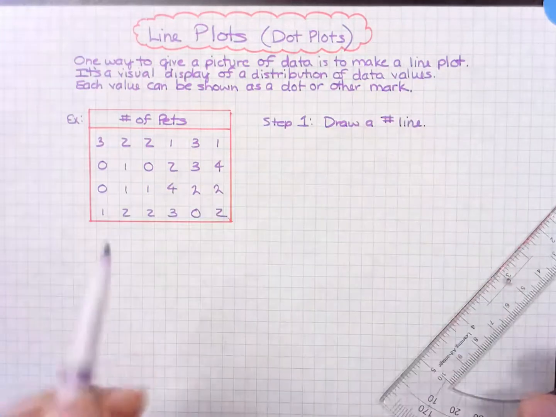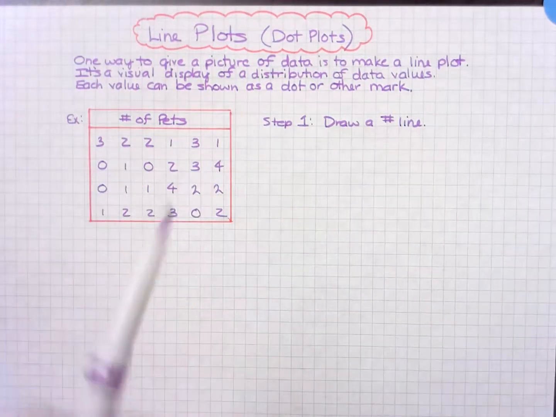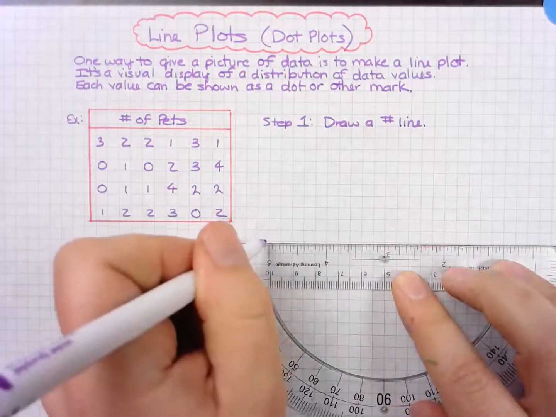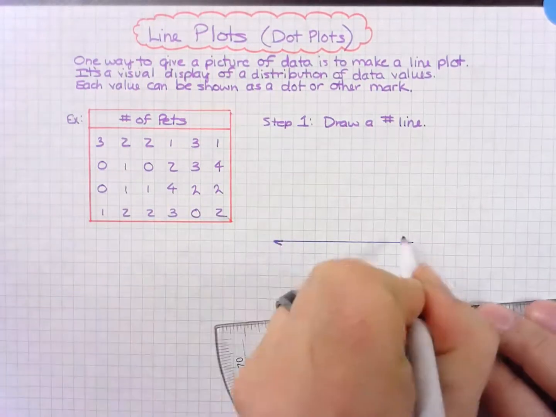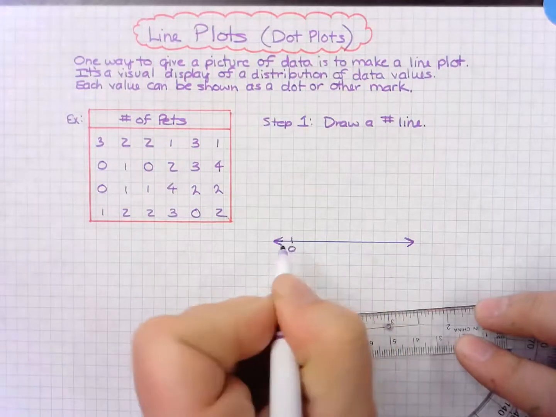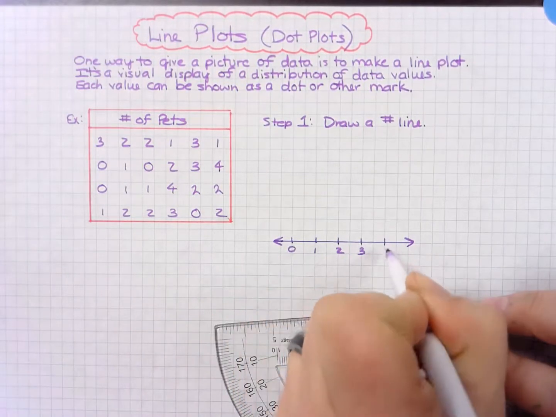And so if we look at the data, we notice that the smallest value is 0, the largest value is 4. And so I want to set up my number line to visualize those numbers. And so if I use even intervals, I have 0, 1, 2, 3, and 4.